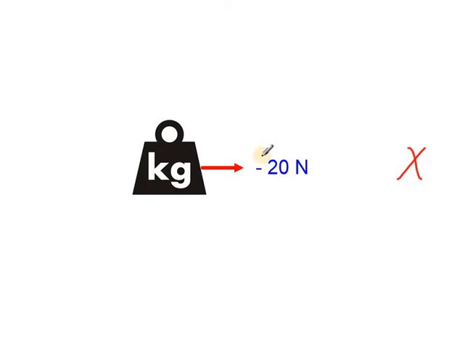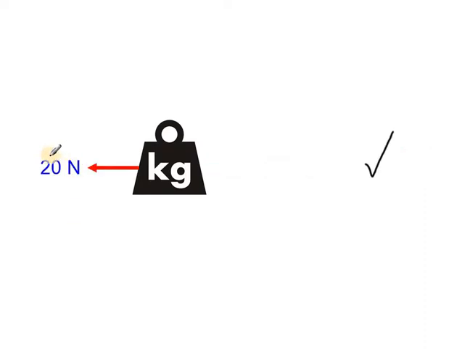So this is not allowed. We have a magnitude of 20 newtons, but the minus here is telling us that the direction of the force should actually be opposite to this arrow. It should be in this direction, like this. This is correct. The force is now positive.